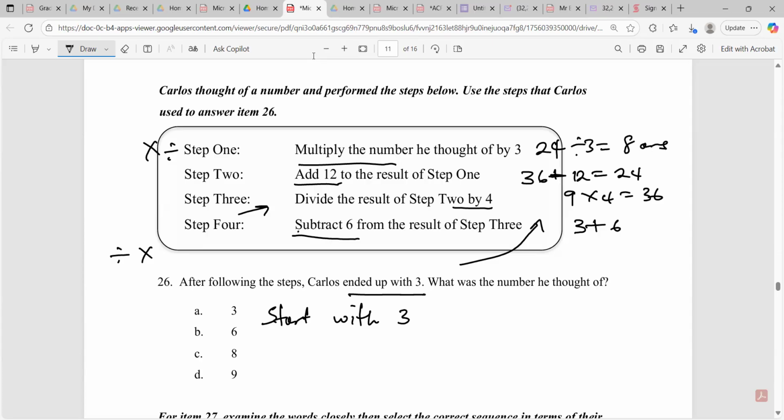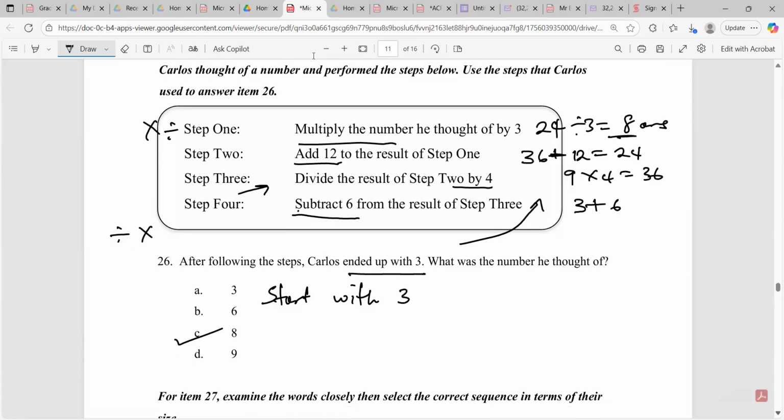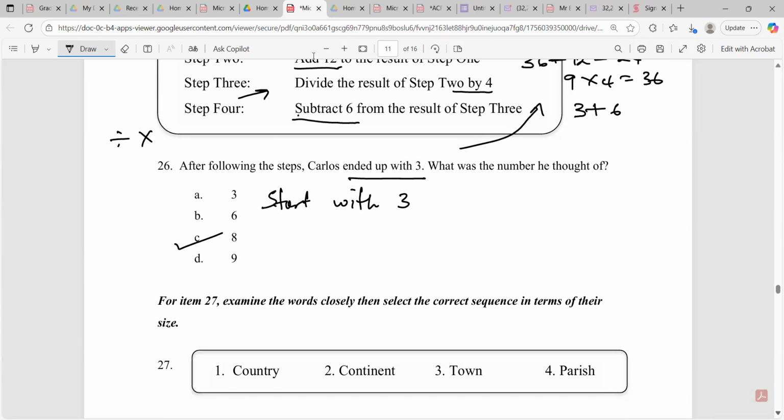This one was excellent. Everyone got it correct. I'm so proud of you guys. Big up to the parents too, guys.